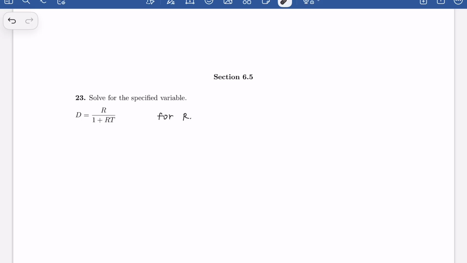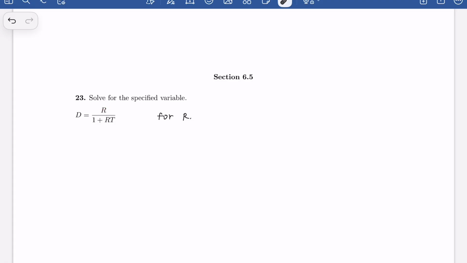All right, so this brings us to our last section in this video. Now in section 6.5, we're going to be looking at applications of rational equations. Before we get into some of those problems, we first want to make sure that we can solve a rational equation for a specified variable. So for example, here we have this rational equation and we want to solve for the variable r. In order to do that, we need to completely isolate r.